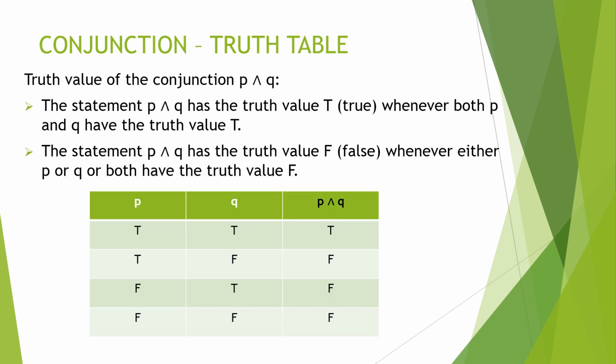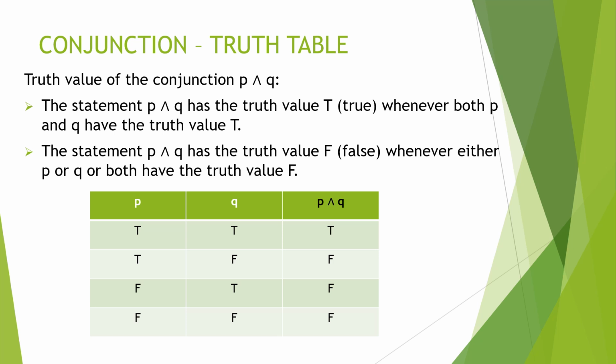Now, regarding the truth value of the conjunction P and Q, the statement P and Q has the truth value true, which I denote by T, whenever both P and Q are true. And the statement P and Q has a truth value false whenever either P or Q, or both, have the truth value false. Now remember, the table given below is called a truth table.